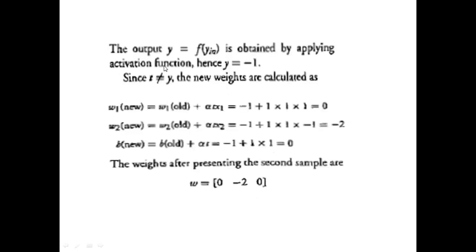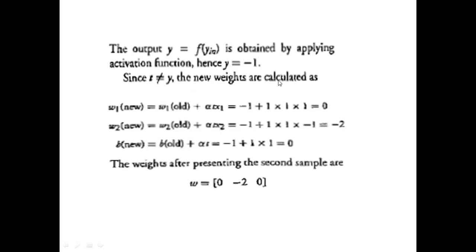So the output y is equal to f of y, obtained by applying the activation function. Hence y is equal to -1. Since t not equals to y, this is very important. So what is our target and what is our final output? That should be matched. Now it is not matched. So y is equal to -1.